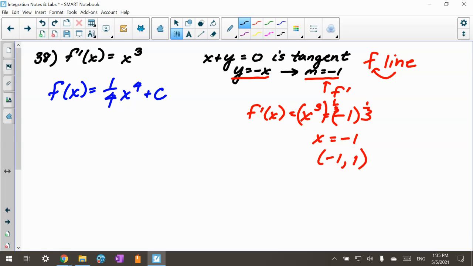You're like, how did you get the 1 again? Well, I put -1 in my f of x here. I just didn't show you that. And I got a 1. So this is actually on my graph of f of x.